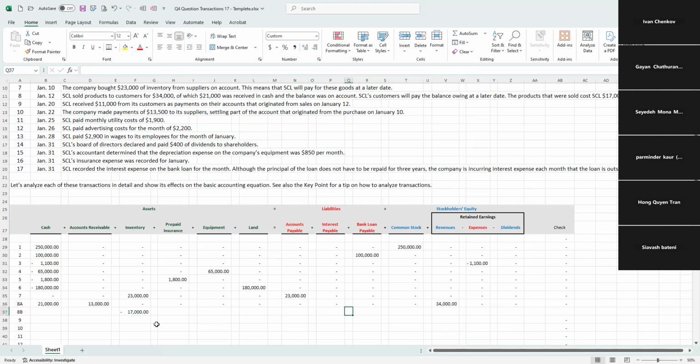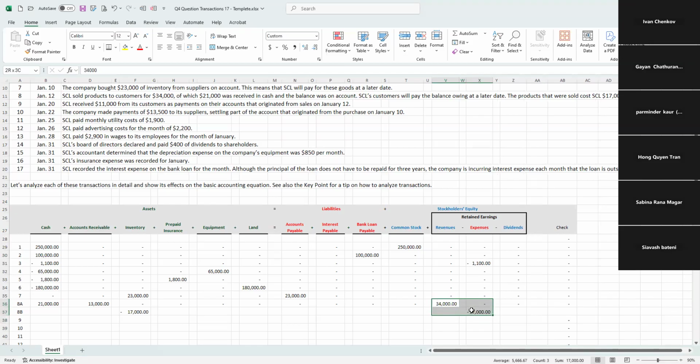And expense is going to increase by 17,000. So how much profit are we generating from this sale only? Well, 34 minus 17, we're generating 17,000. Why 17,000? Because I'm selling something that cost me $17,000, and I'm selling it for 34. Make sense? Yes. Okay, great.